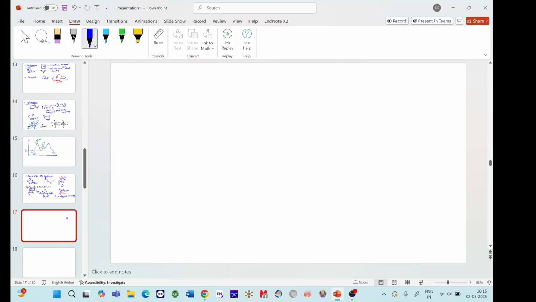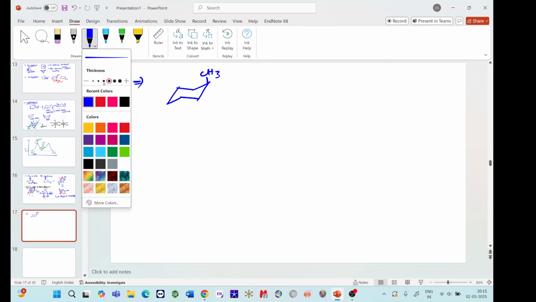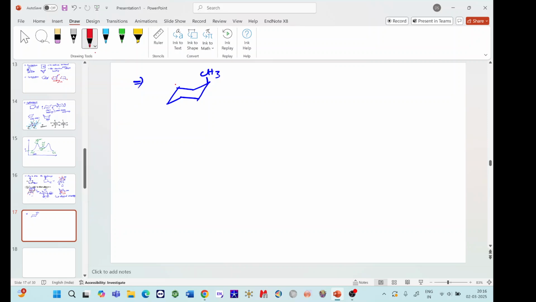Now, there is a calculative part. So suppose you have this compound. This is methyl substituted cyclohexane. Okay, but as I already told you, it will have some interaction with the proton.